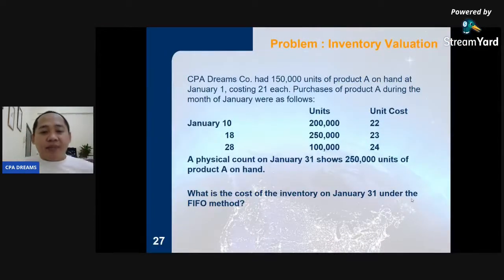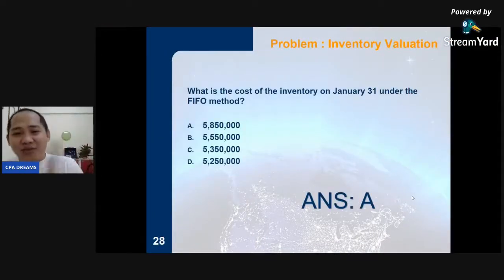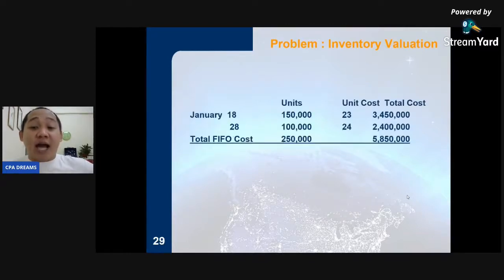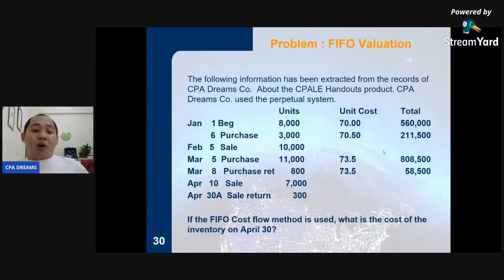Okay, so anong choices natin? Nandiyan na yung answer. So what is the cost of inventory on January 31 under the FIFO method? Of course, that is 5,850. So how did you arrive with that? Ito siya. Ang units mo is 150,000 multiplied by 23, 3,450,000. And then 100,000 multiplied by 24, 2,400,000. So ang total FIFO cost mo is 5,850,000. Next.